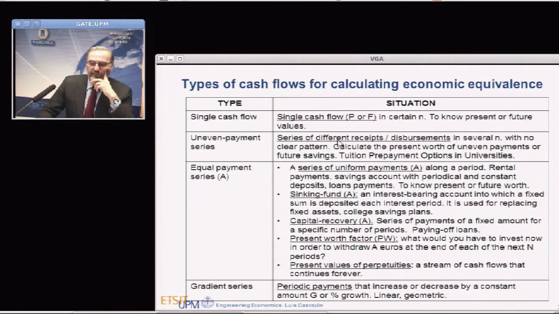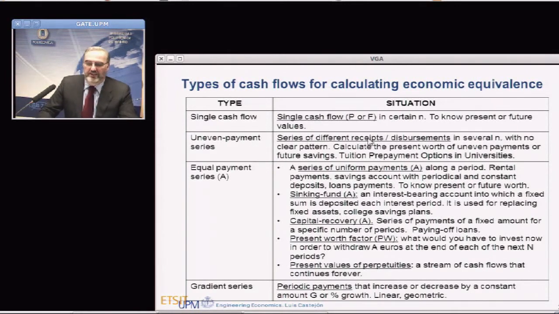What is a single cash flow? A single cash flow is just one cash flow in a certain year or certain time instant. What we can do with that single cash flow is to know the present or future value. Do we know how to calculate this? Yes, of course, it's what we have been doing in the previous lectures. The future value is the present value multiplied by 1 plus the interest rate to the nth power, or, if we are calculating the present value, it is divided by that factor.